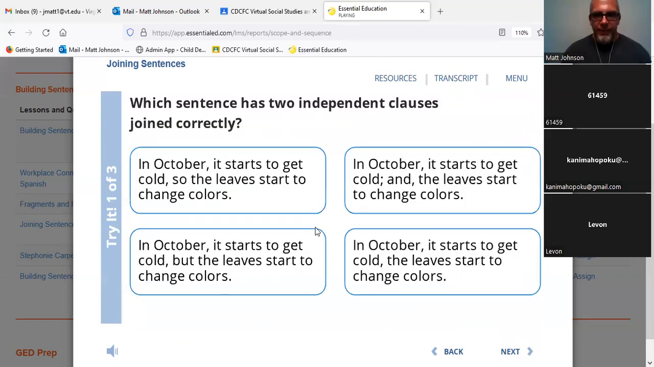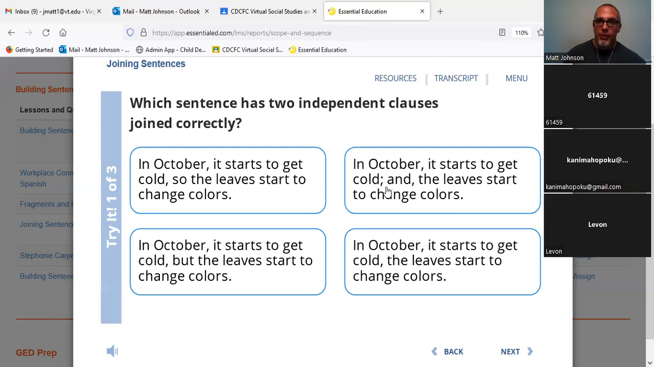Which sentence has two independent clauses joined correctly? Now here is a little bit of a tricky one, right? In October, it starts to get cold. So what do we do? Here, I'm going to give you some test taking tips, things to look for if you're posed with combining sentences, sentence fragments, run-on sentences, and things like that, right? Let's look at our second option here. In October, it starts to get cold and the leaves start to change colors.